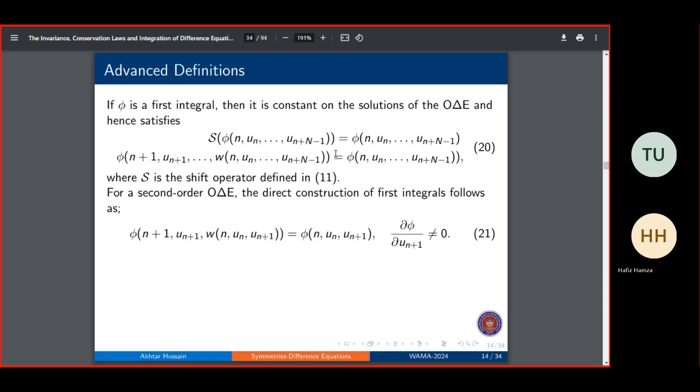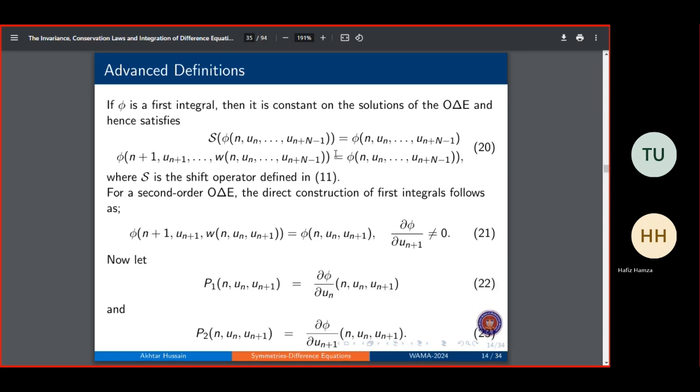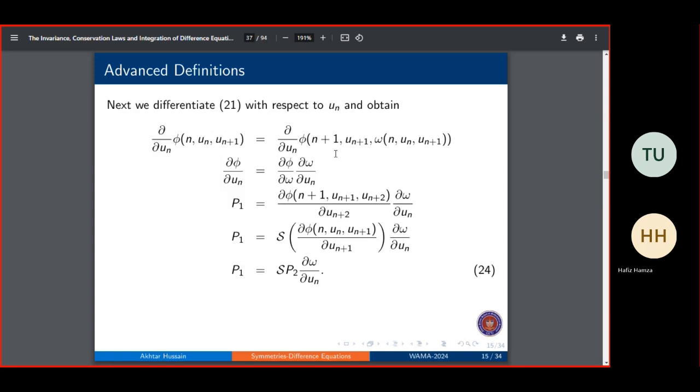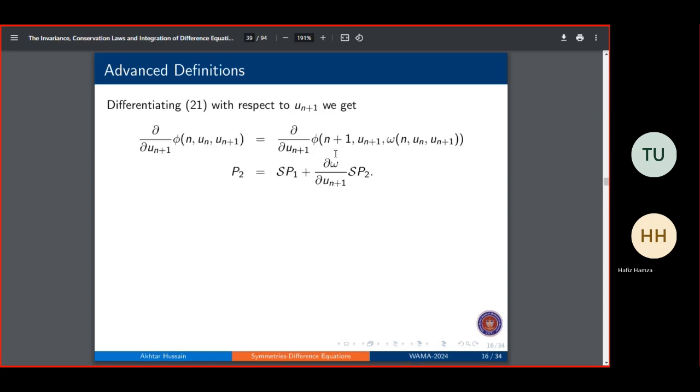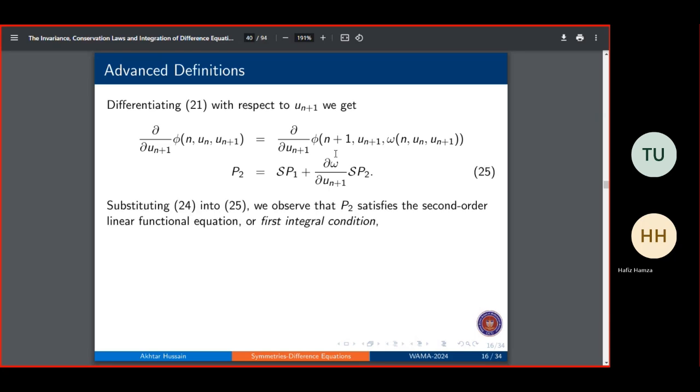The definition of first integral follows in 21, and to construct the first integral we define these two functions. Next we use differentiations, and we follow the relation for P1, and in the same way we can have the relation for P2, and these two functions P1 and P2 satisfy this first integral condition that is given in 26.